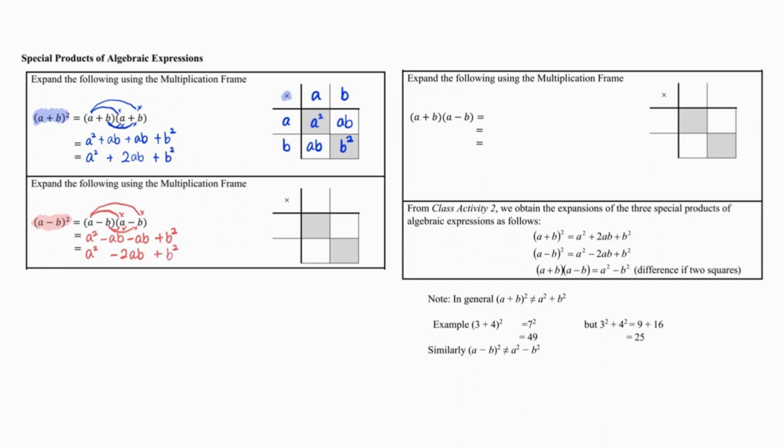If I were to use the multiplication frame, I will have a and negative b here, a and negative b here, and when I multiply them, I will get back the same answer. A times a is a square, a times negative b is negative ab, negative b times a is negative ab, negative b times negative b is positive b square.